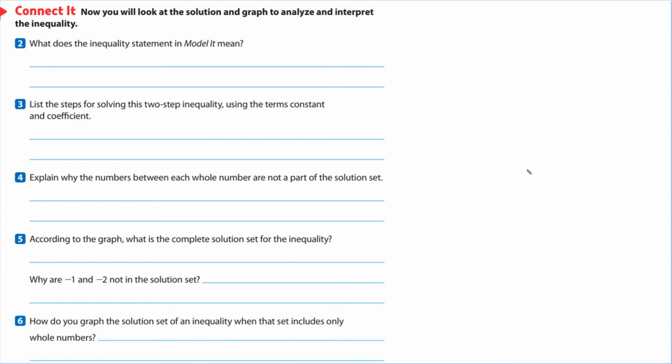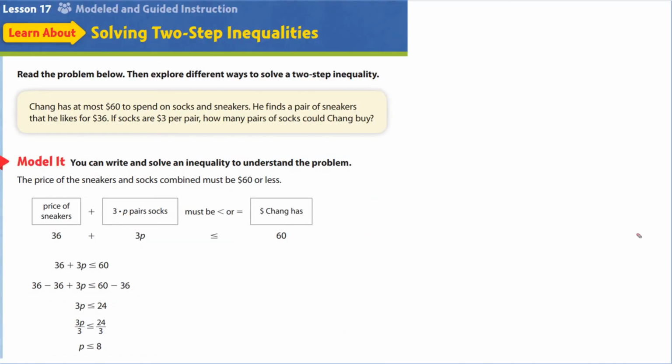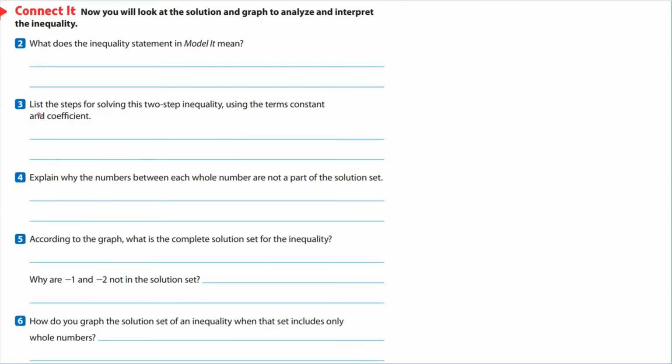Question 2. What does the inequality statement in Model It mean? If you don't remember what the Model It is, you've got to go back and check it out. Right here. Right? Model It. You can pause this video at any time. Question 3. List the steps for solving this two-step inequality using the terms constant and coefficient.